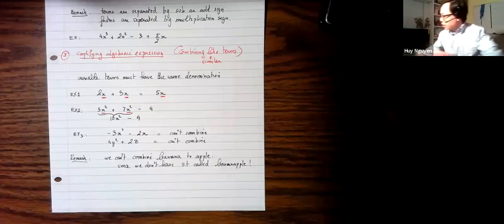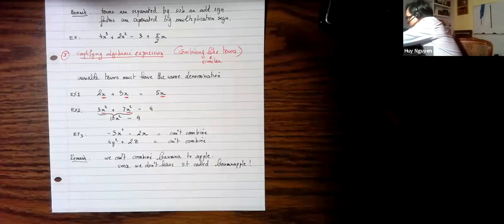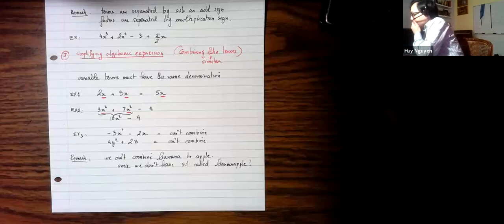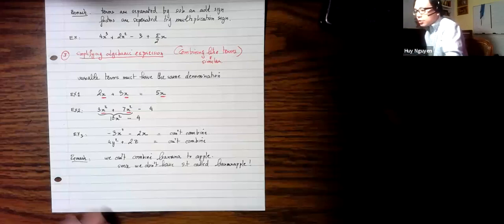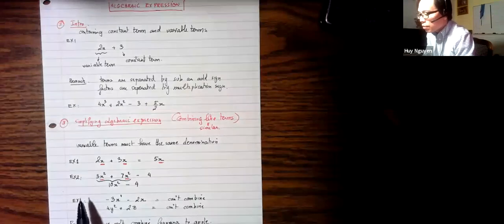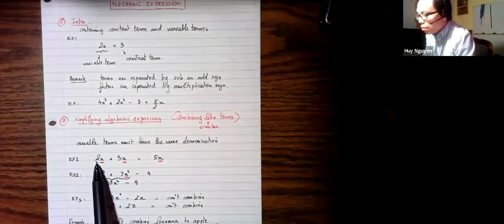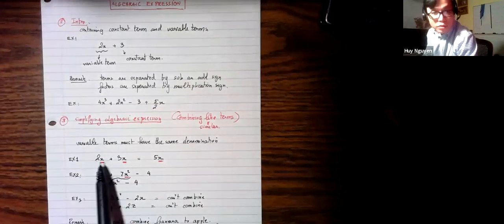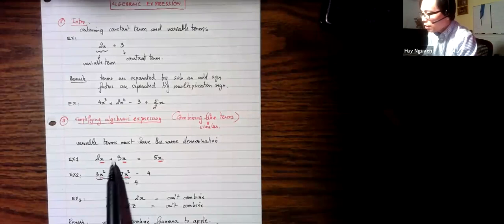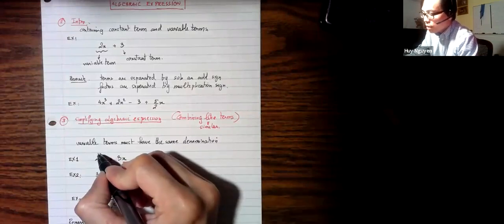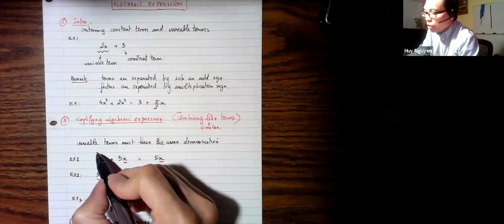Everybody clear? Good. Now, let's take a look at another example here. I just want to remind you one more thing. All the numbers in front of a variable term, for example, the number 2 and number 3 here, we call the coefficient.